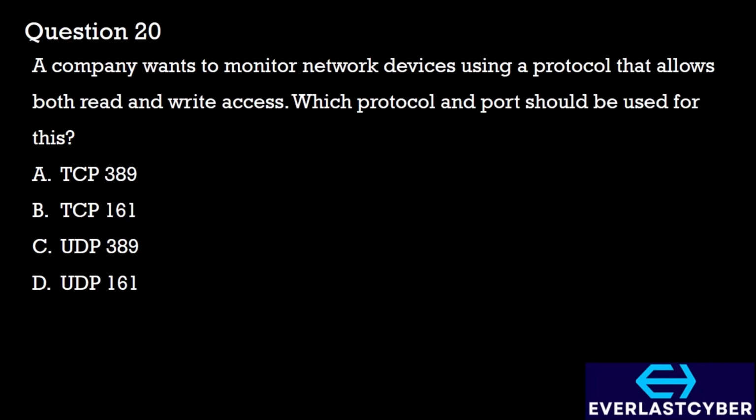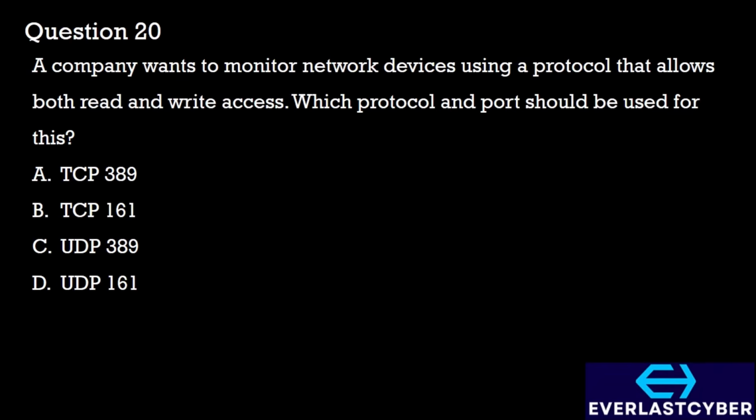Question 20. A company wants to monitor network devices using a protocol that allows both read and write access. Which protocol and port should be used for this? A, TCP 389, B, TCP 161, C, UDP 389, D, UDP 161.